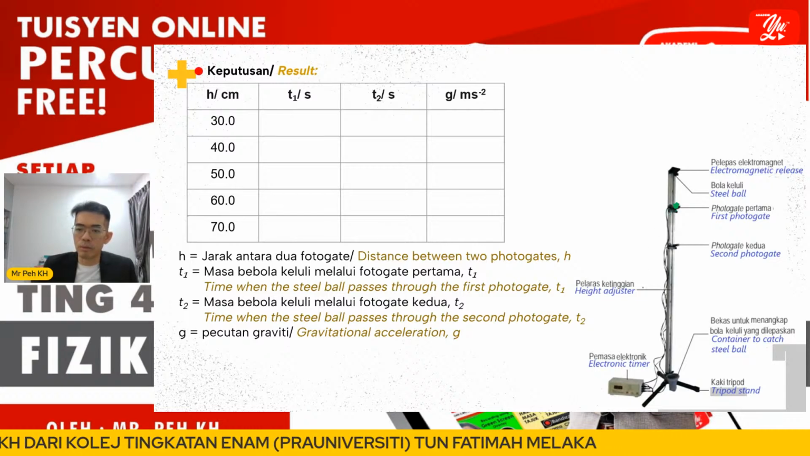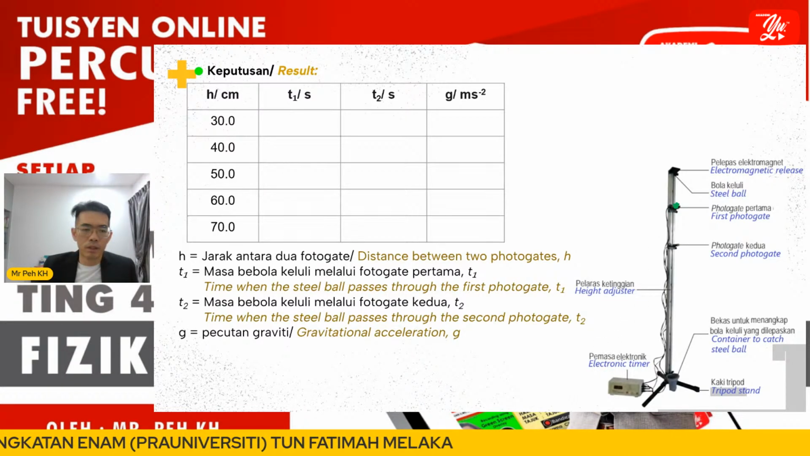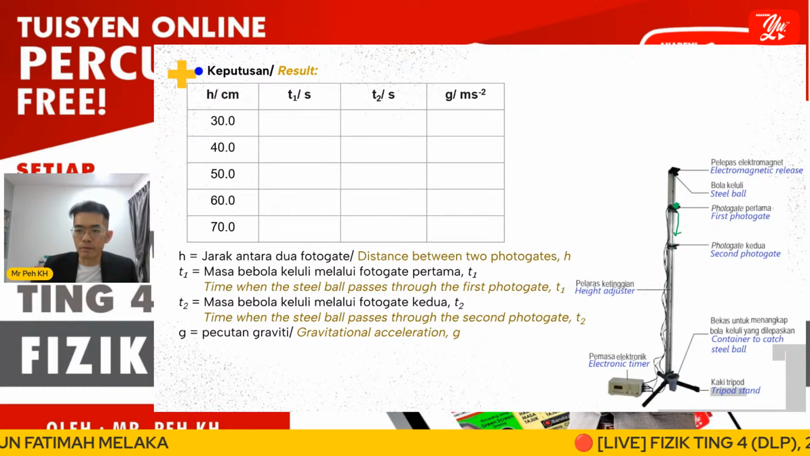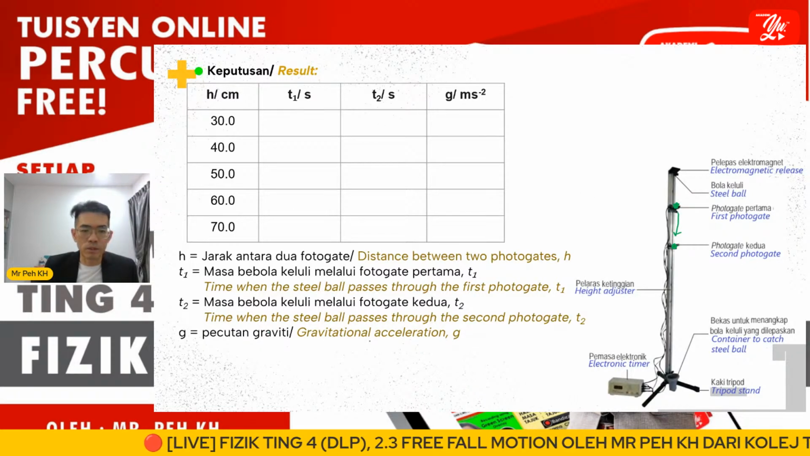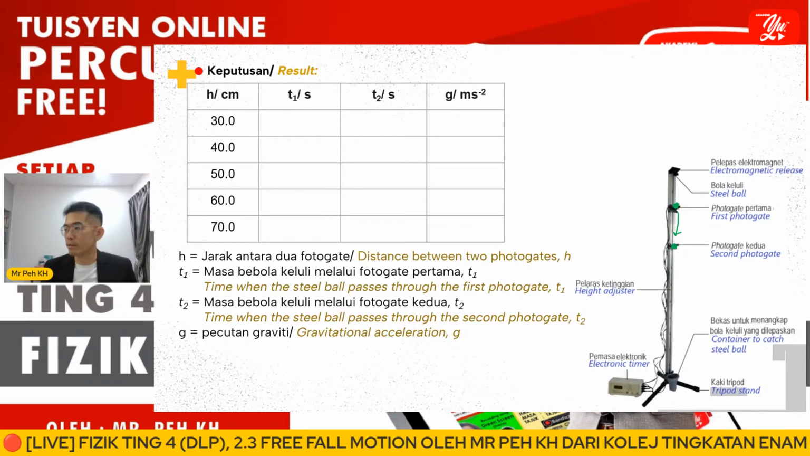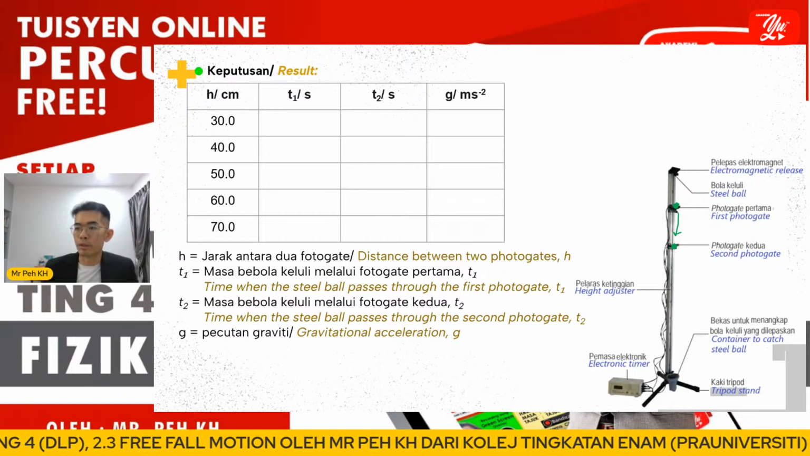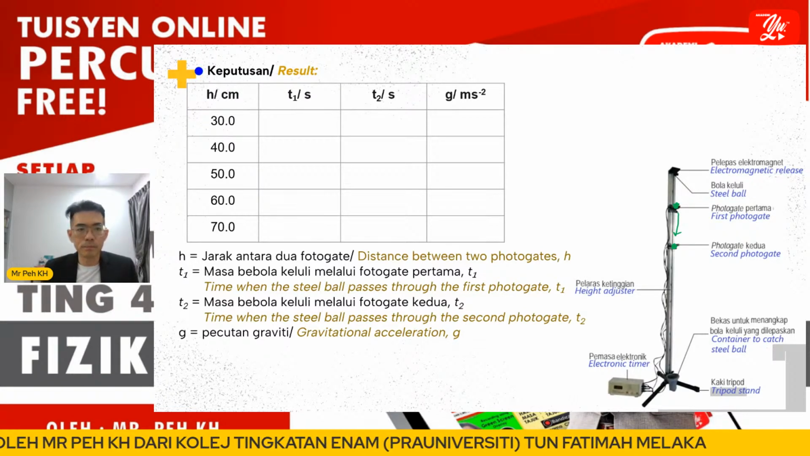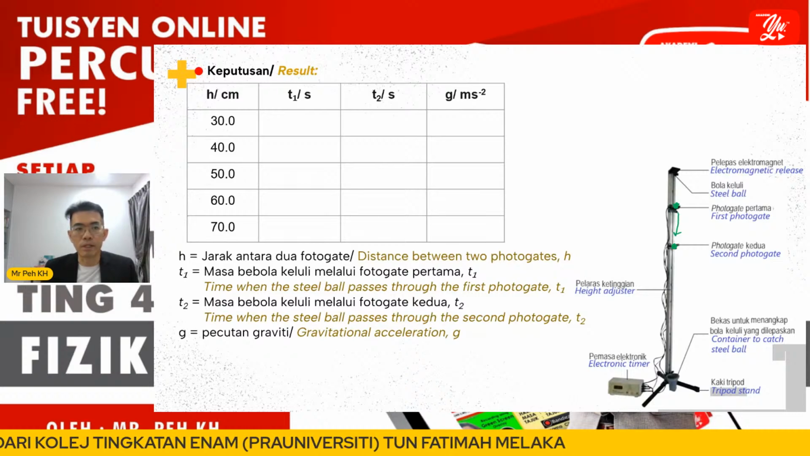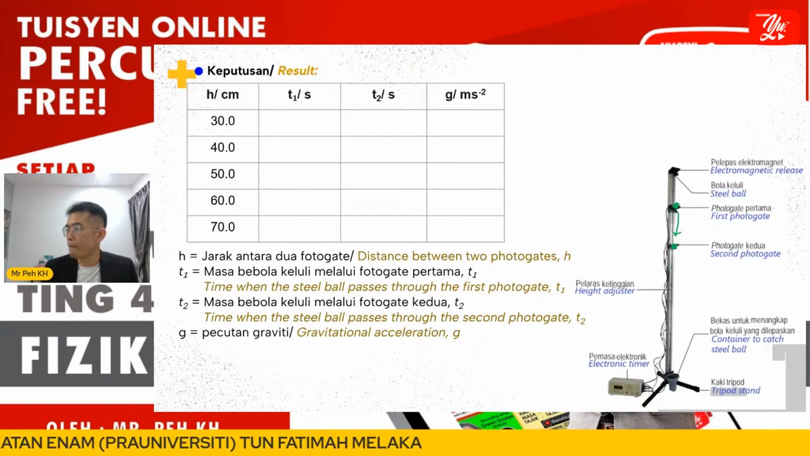So the time will be recorded at the electronic timer. Okay, and then T2 will be when the ball drops and passes through the second photo gate. Then the G is the gravitational acceleration that we want to calculate. And we expect the value will be approximately 9.81, which is the gravitational acceleration of the Earth.